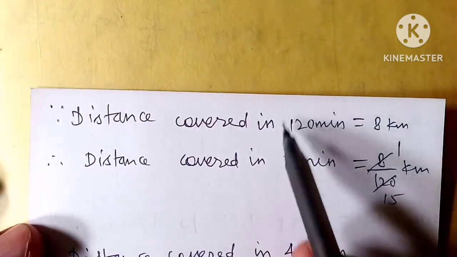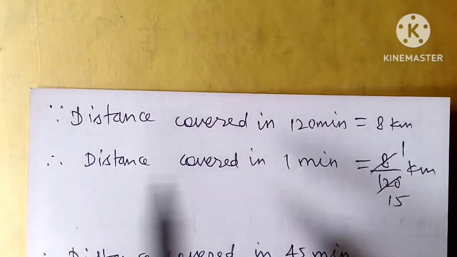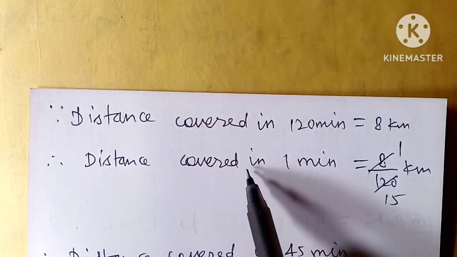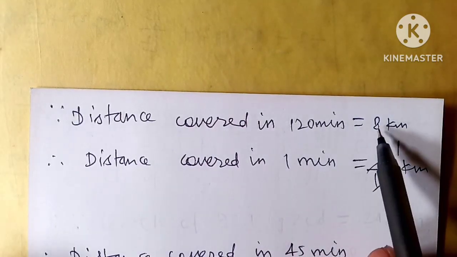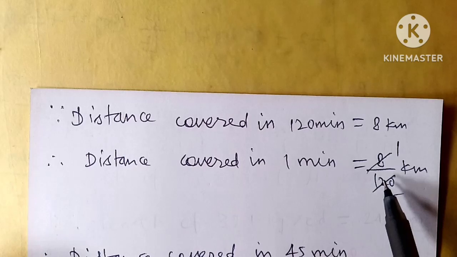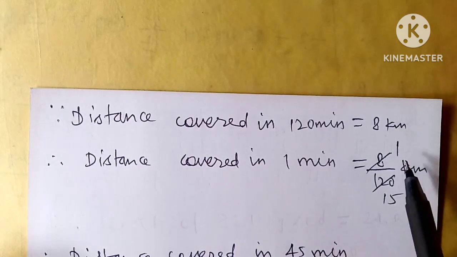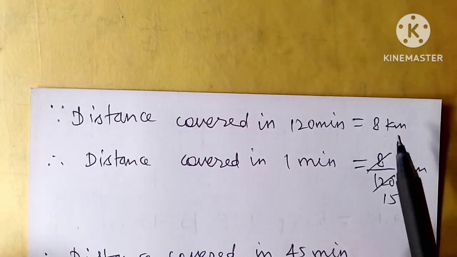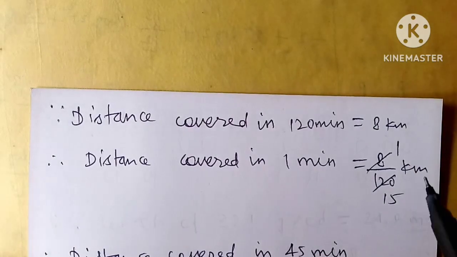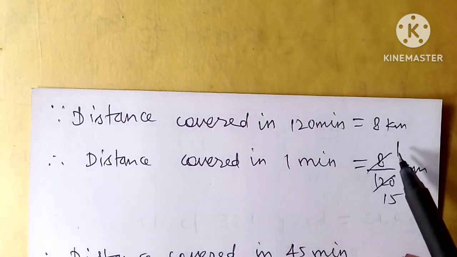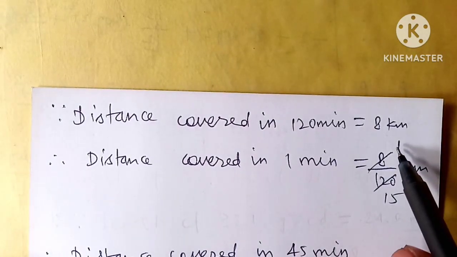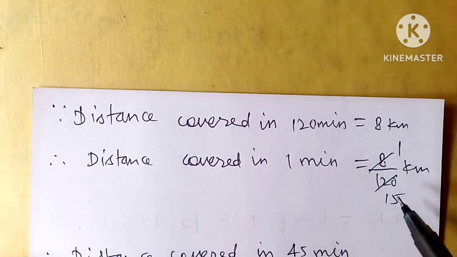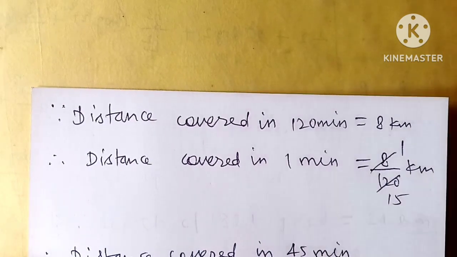Now we convert this 120 minutes to 1 minute. Therefore, distance covered in 1 minute, we must divide, so 8 divided by 120, and the unit will be the same as before, kilometer. Now cancel 120 by 8. So 8 1s are 8, 8 15s are 120.